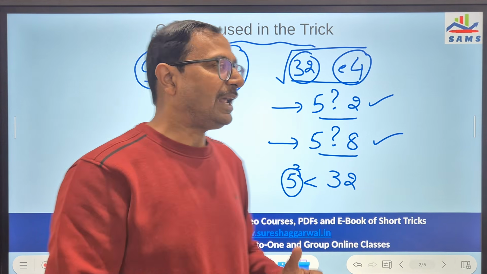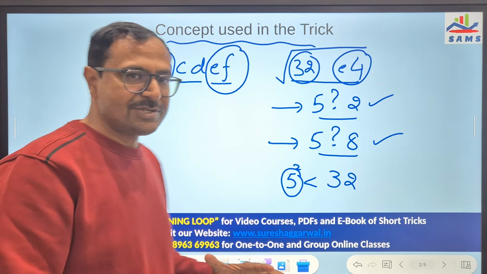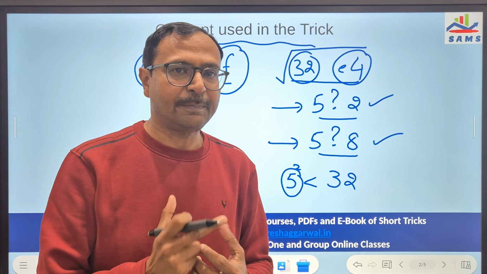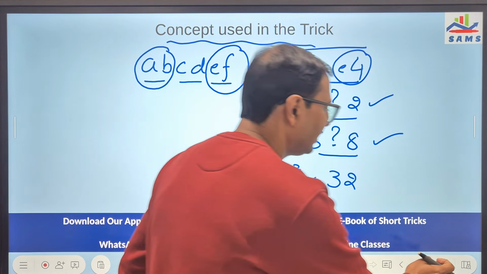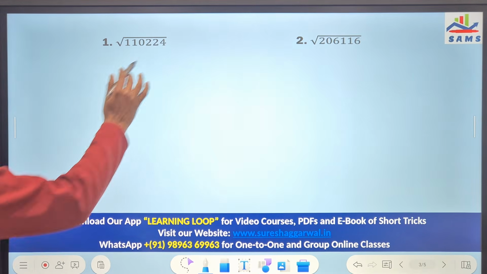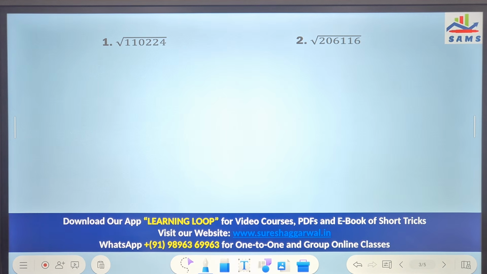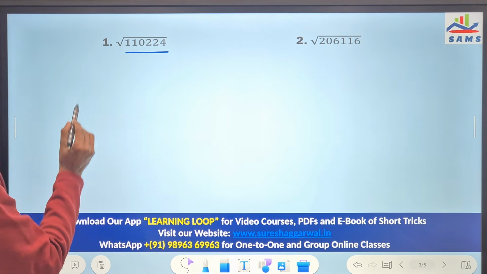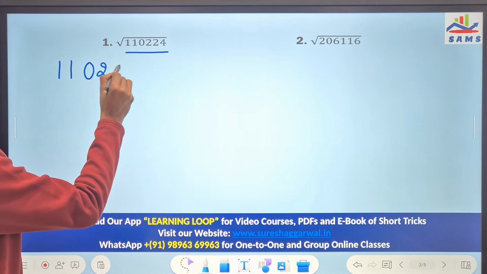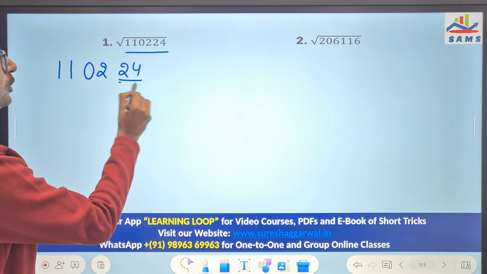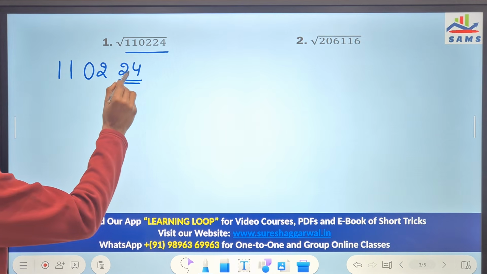For that, I will be taking up a question and then we will practice it using some more examples. So let's see the first question in hand. Here we have 110224. Now for this, I will be doing the pairing 1102 and 24. Now I told you the last pair gives you the unit digit.